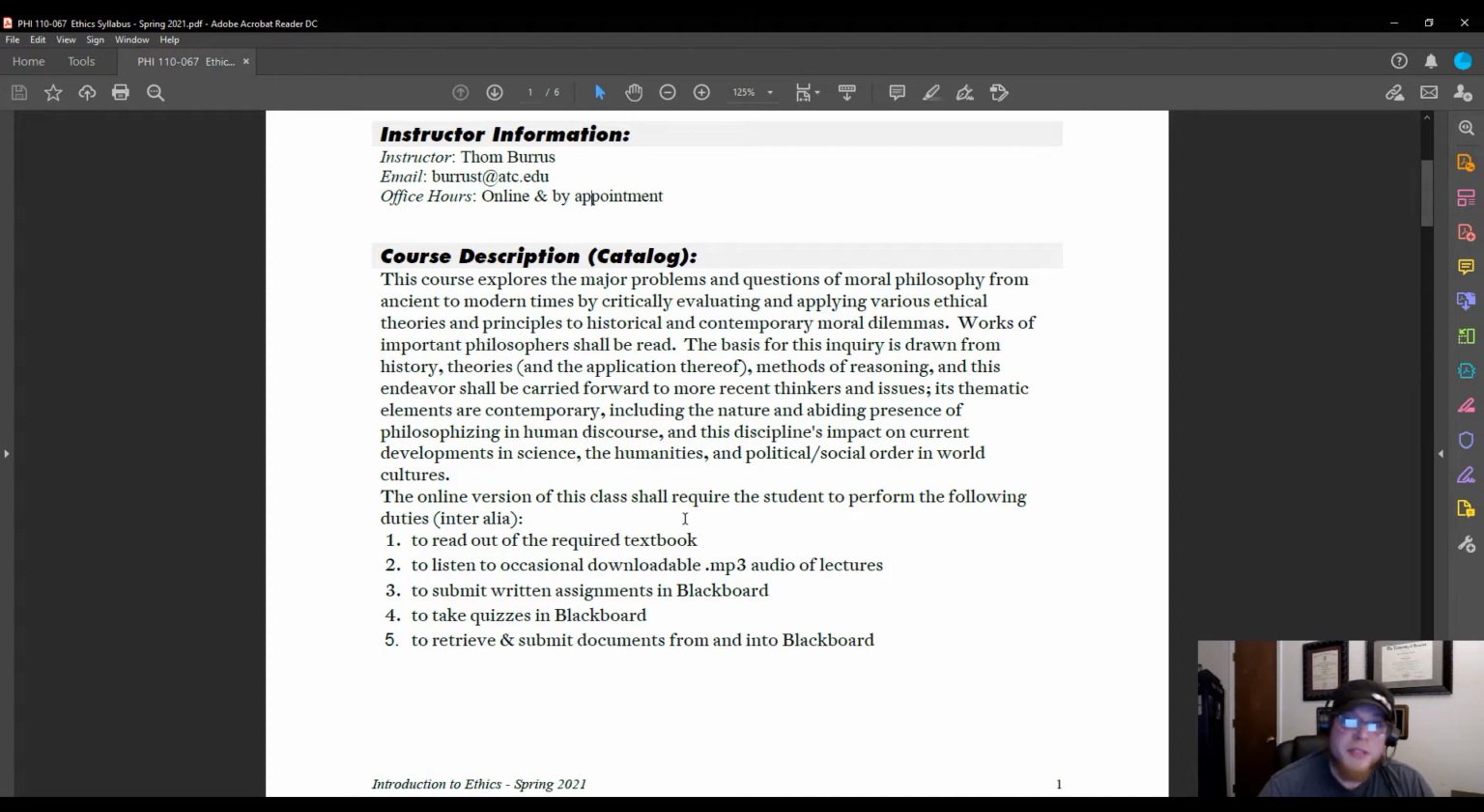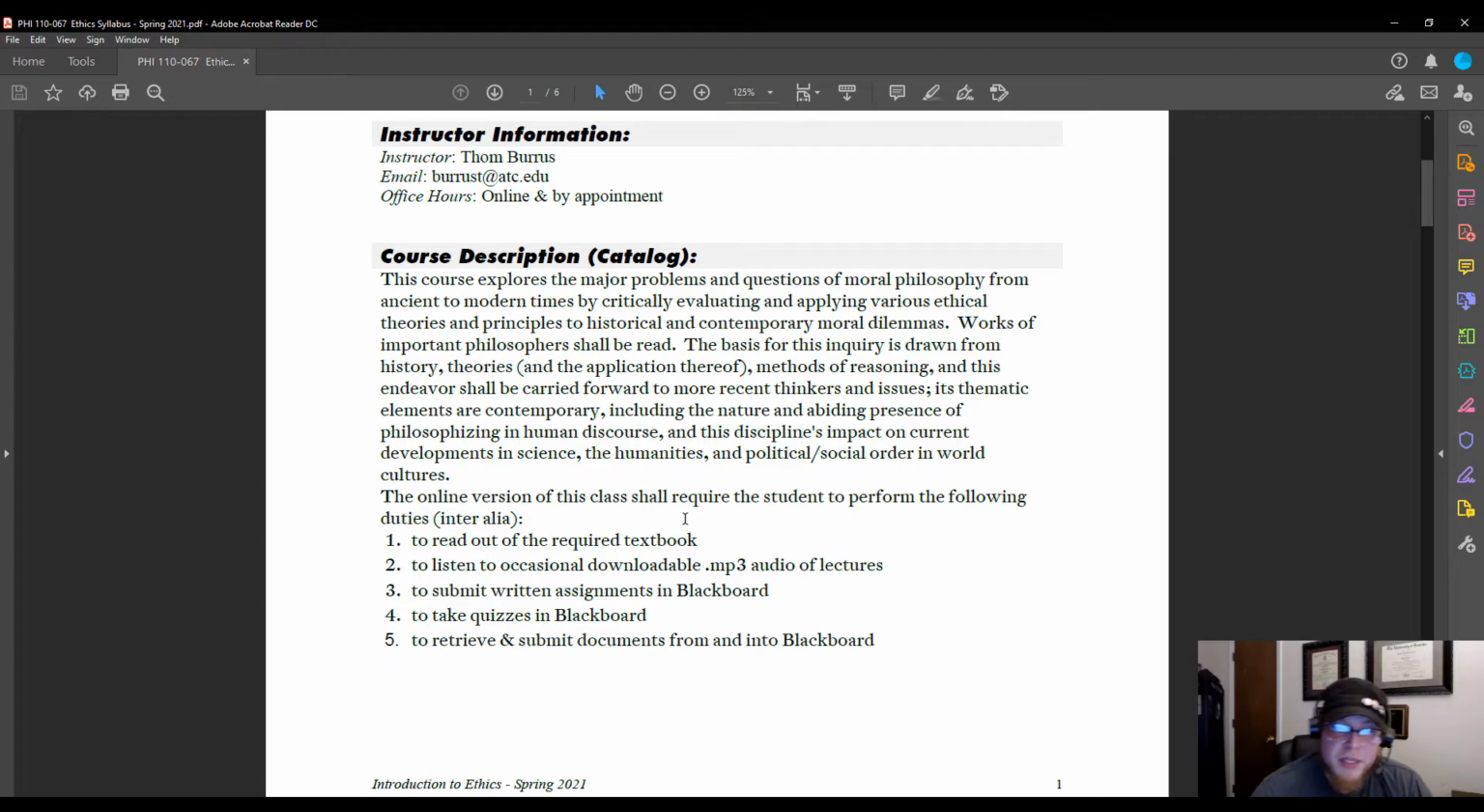Its thematic elements are contemporary, including the nature and abiding presence of philosophizing in human discourse, and this discipline's impact on current developments in science, the humanities, and political social order in world cultures. So we're going to look at a lot of readings from the history of philosophy, but even when we're looking at something from ancient times, everything that we encounter is pertinent to today and the issues that we have today.